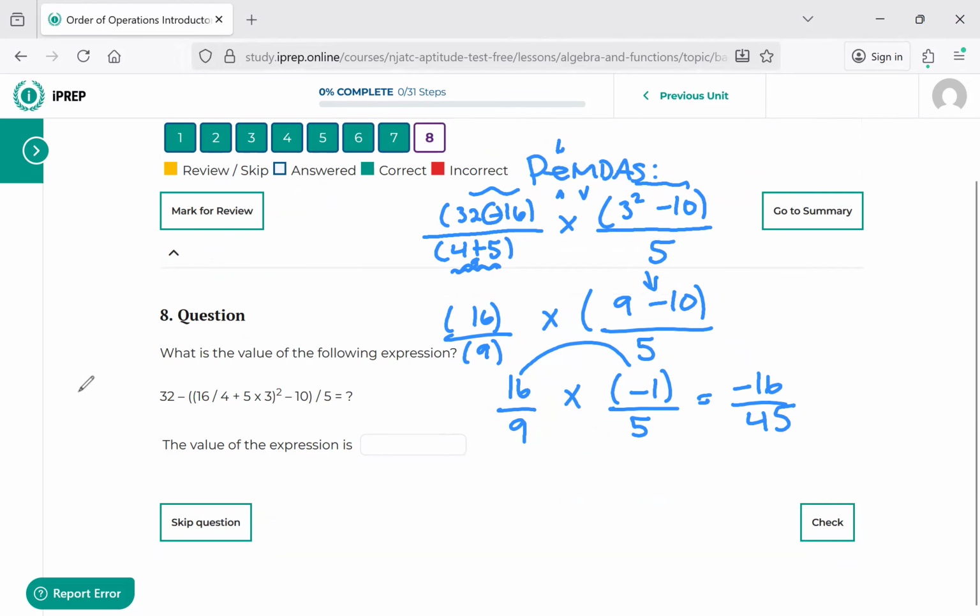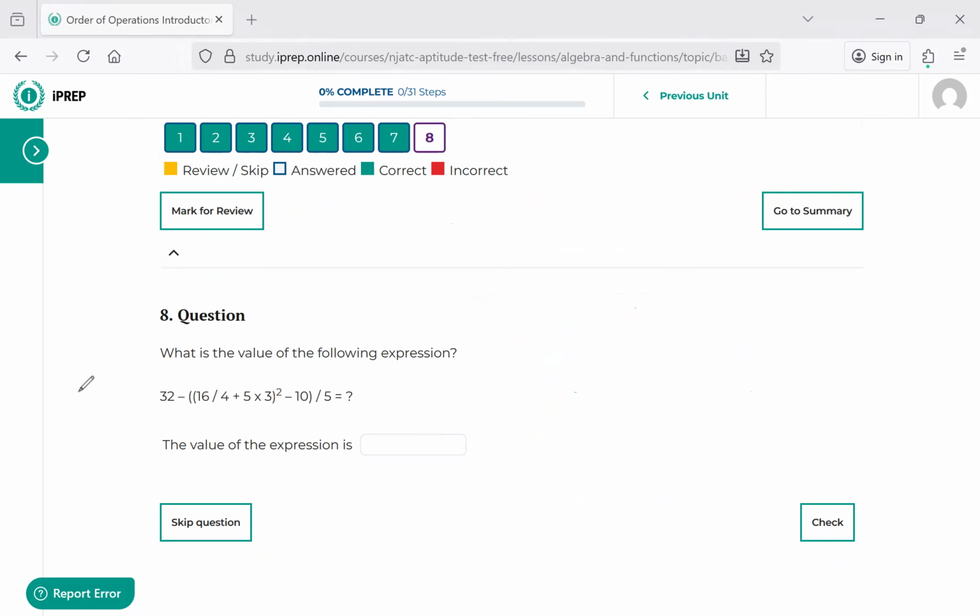Okay, last one. I think this is a fairly hard one. Okay, so let me rewrite PEMDAS. What do I do? So I'm going to rewrite it so that anything with a slanted line becomes a horizontal line.